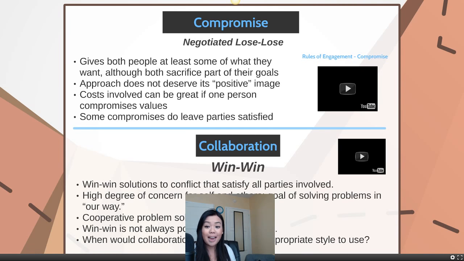And there can be very high costs to it. So if a person has to give up their values, that's not good, right? But some compromises do leave parties satisfied. Why is that? And I have noticed, for example, that compromise can be incredibly appropriate, effective, and helpful when you are engaging in a conflict that, one, is very complex, two, is very long, and three, has exhausted the parties.